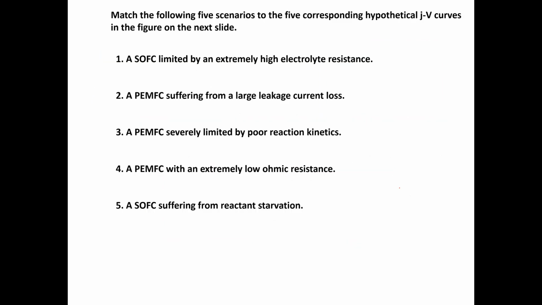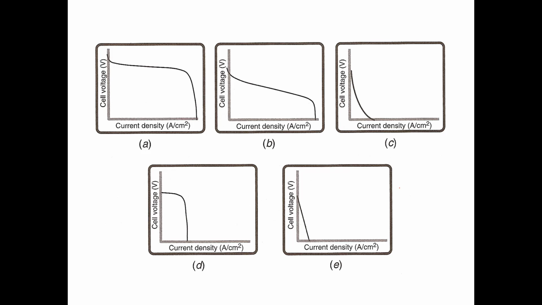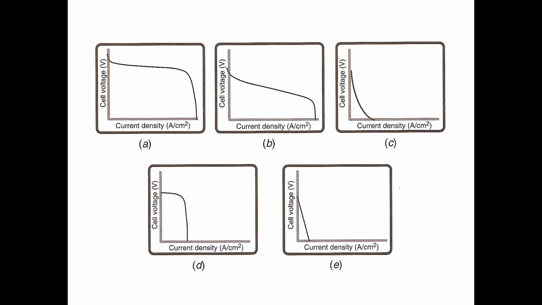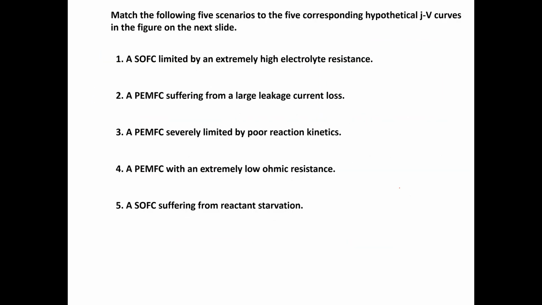Looking at this, for example, the first one says I have a SOFC, which is a solid oxide fuel cell, limited by an extremely high electrolyte resistance. Which one of these graphs would represent a fuel cell with a high electrolyte resistance? So what you would do is take number 1 and insert the number of the scenario that corresponds to the graphs here. If you want, you can pause the video and do that, just to illustrate how it works.